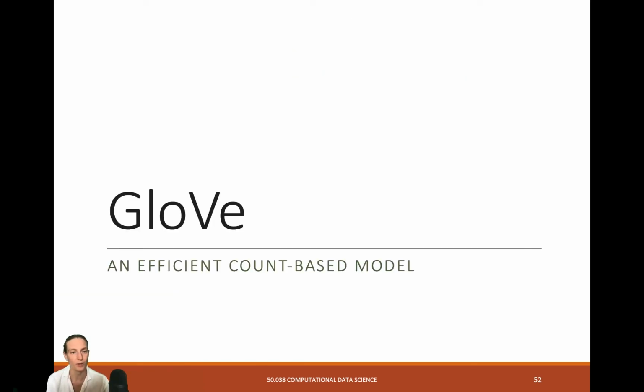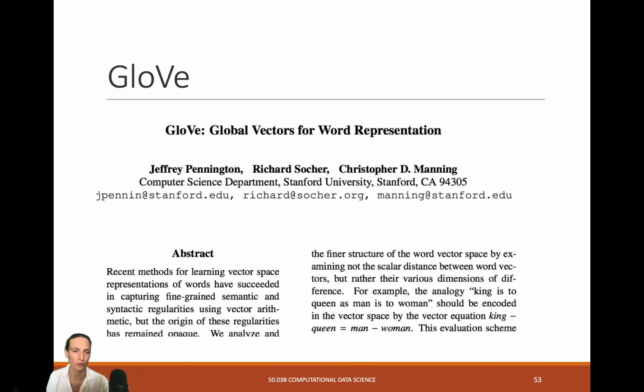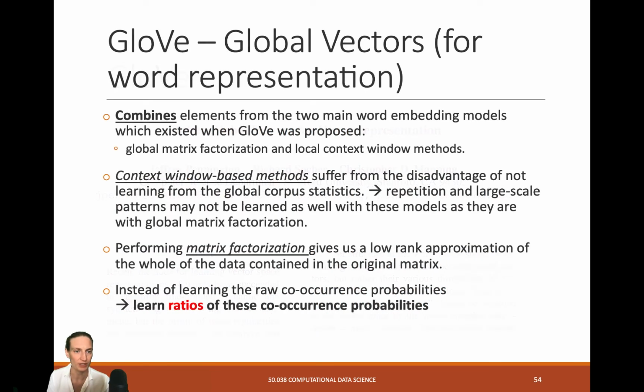So that brings us to another word embedding model, GloVe, or Global Vectors for Word Representation. This paper on GloVe, this is the original paper, came out just before word2vec. And GloVe is actually a very efficient model. We'll compare the two in a second. I'll first explain or go into details a little bit about how GloVe works. GloVe basically combines elements from the two main word embedding models which existed at the point in time when GloVe was proposed, which was not word2vec.